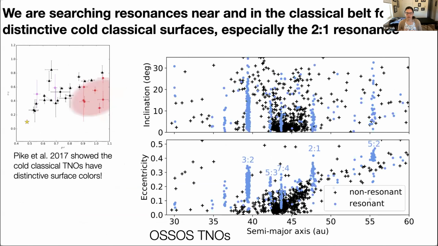So we are focusing on resonances that are on either side and within the classical belt for the first look at this problem. So this is the observational sample we're looking at on the right with some of the resonances, the 3 to 2, 5 to 3, 7 to 4, 2 to 1. Those are the big observationally occupied resonances that are near this cold classical population. And we're looking for these distinctive surface colors in the resonances.